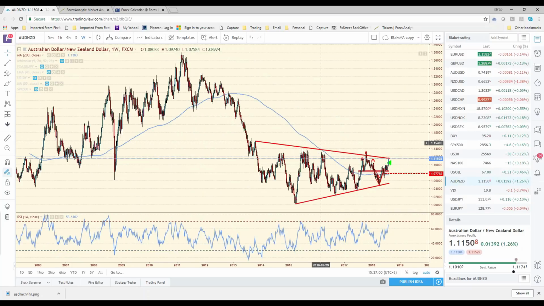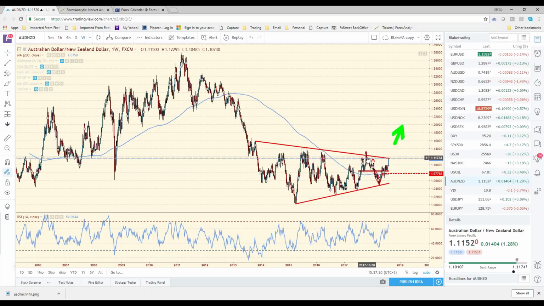I've been waiting for this for a long time, but I've seen a lot of false starts. I actually got stuck long in the market right here and took a loss. I remember when it tried to break out previously last year, and I got stuck in this disaster. I lost some money right here.